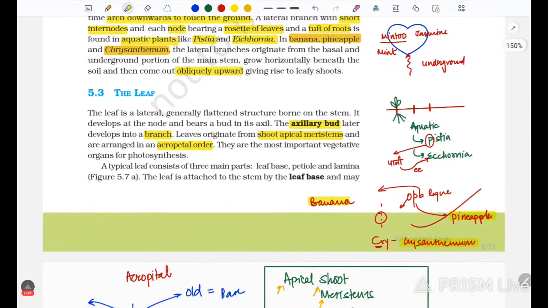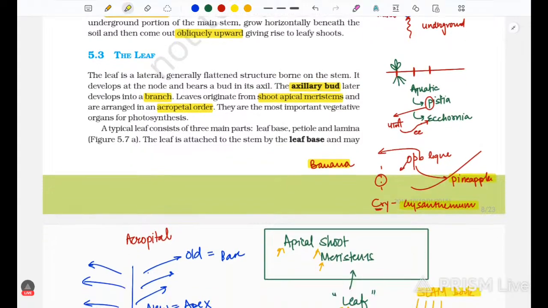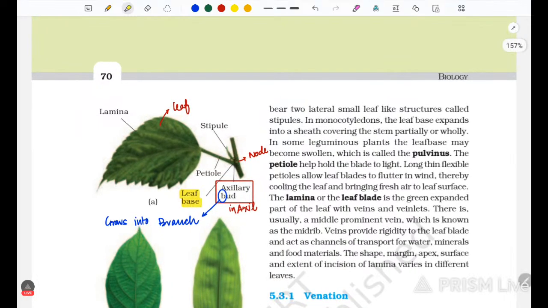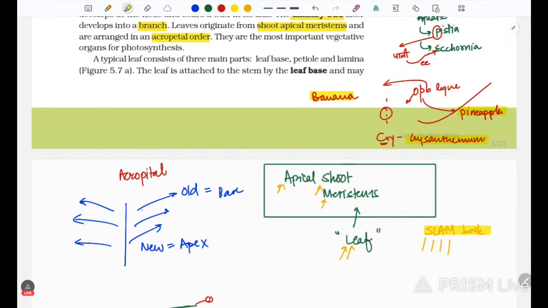Now the leaf has some parts. First of all, the leaf base, then it has a stipule and then the lamina. So stipule, lamina and leaf base. Okay, so the leaf consists of three parts: leaf base, petiole and lamina.